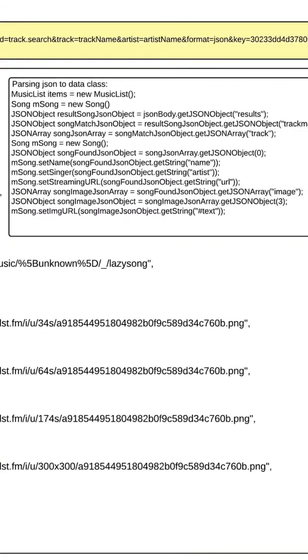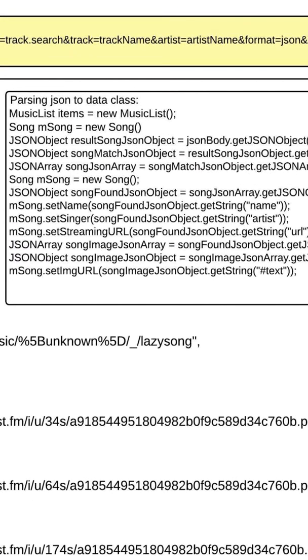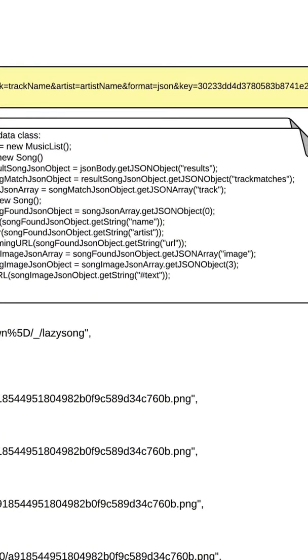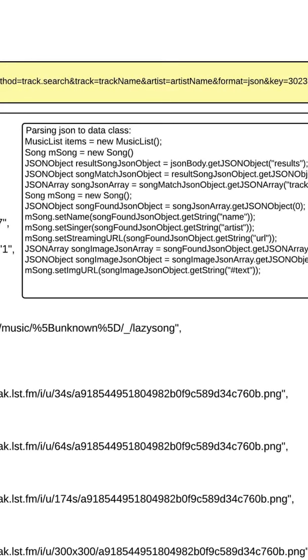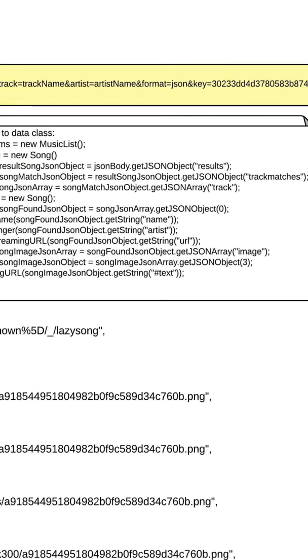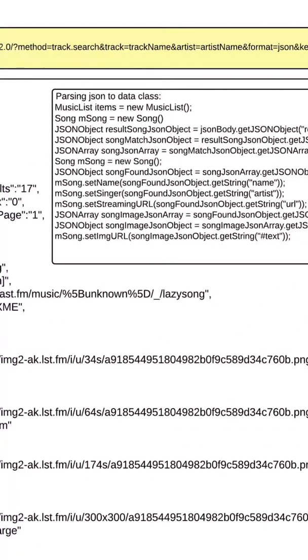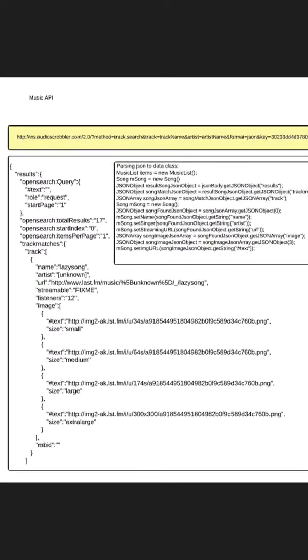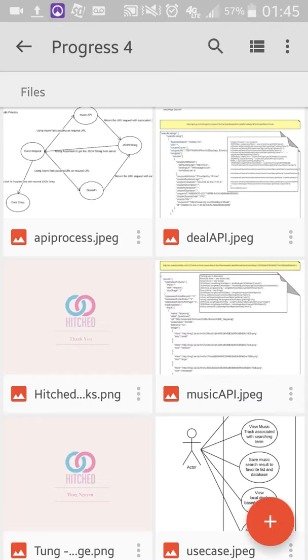You can see the code displayed here. You go to the result from the JSON object, you get track matches from the JSON object, and get the JSON array from the track, and you get into the JSON array to get the JSON strings name, artist, URL, image. That's all for the music API. Let's go to the next one, the deal API.